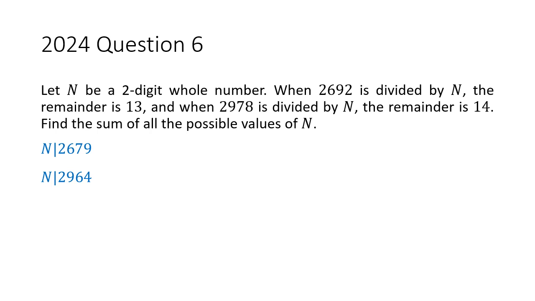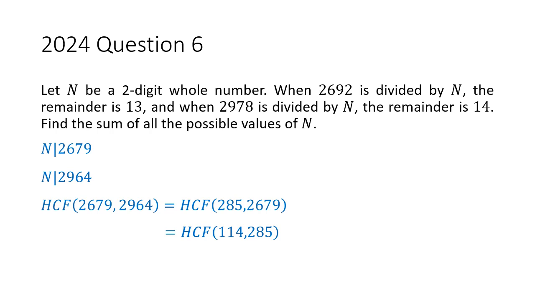Because the numbers are pretty big, we're going to use the Euclidean algorithm. This tells us that the highest common factor of these 4-digit numbers is equal to the highest common factor of 2679 and the difference of 2964 and 2679, which is 285. So we can repeat this algorithm. So this highest common factor of 285 and 2679 has to be the highest common factor of 285 and the remainder when 2679 is divided by 285, which is 114.